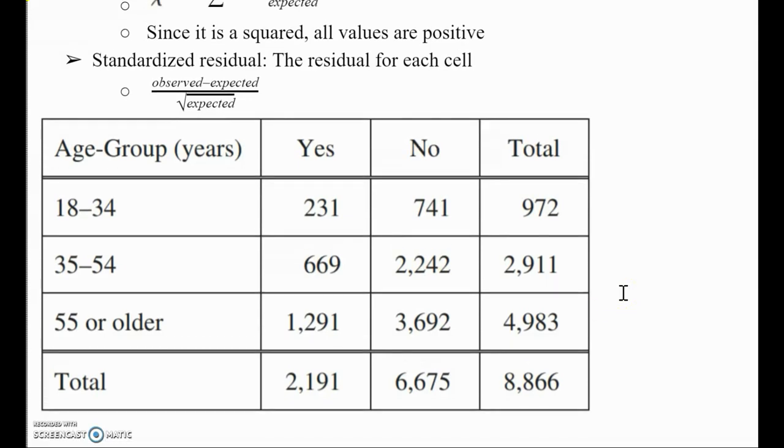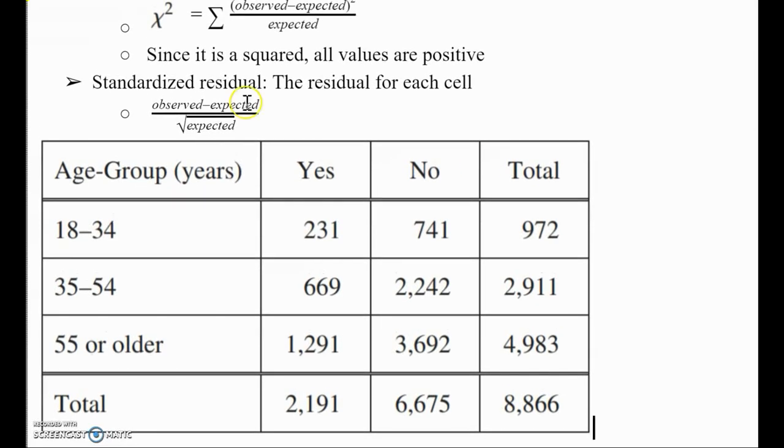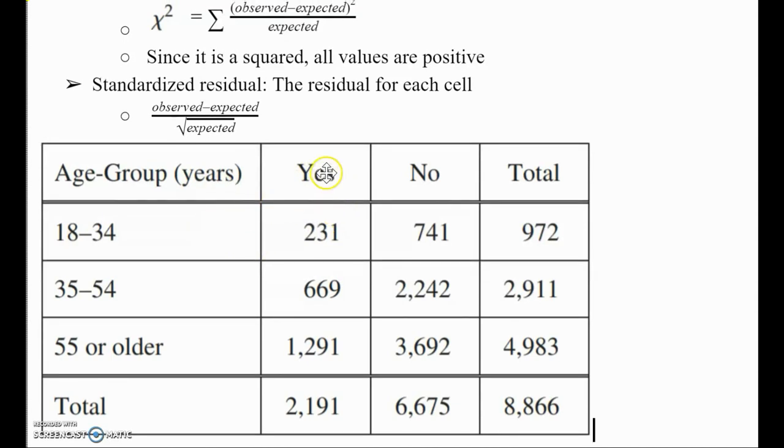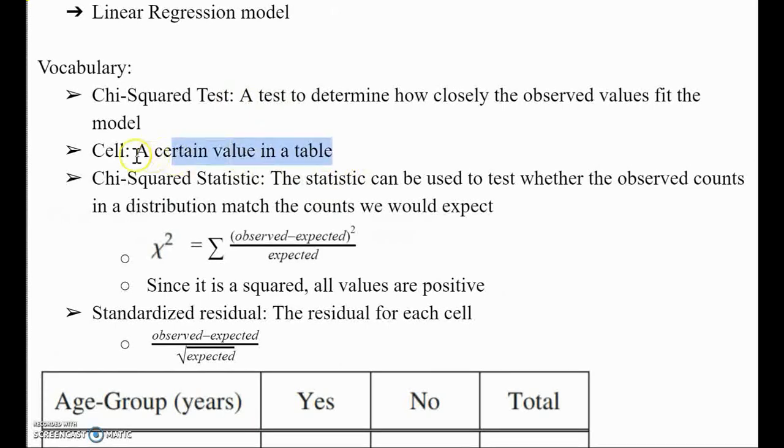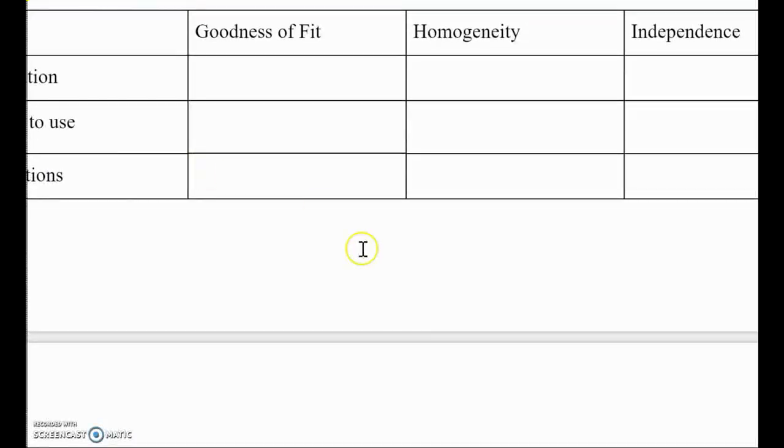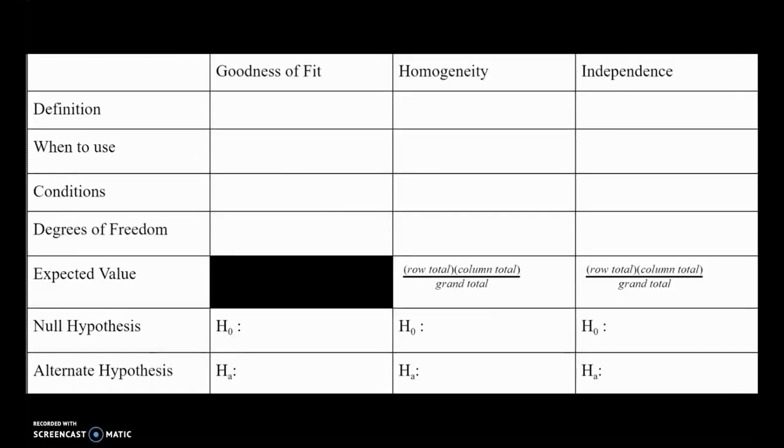Now let's look at this. If I wanted to find the chi-squared, my chi-squared statistic, I would have to know what my expected value is for each one of these cells as well as my observed, and same goes for my standardized residual. Now if we look at this, we'll read it as row comma column, so 18 to 34 comma yes is 231. So that is my cell value for 18 to 34 comma yes. That'll be over here.